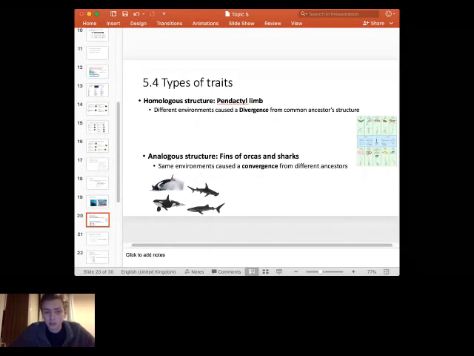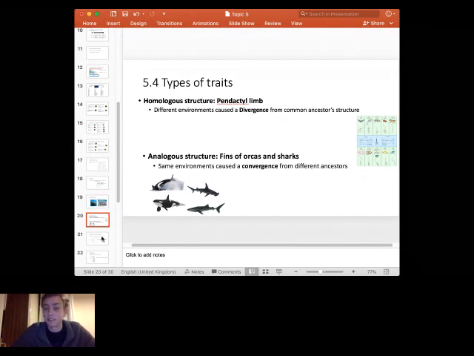Then we have analogous structures. Now, these are structures which look the same, but which only look the same because different ancestors have been exposed to the same environment, all right? So for example, orcas and different types of sharks, well, their fins you would guess would have come from the same ancestors in the past, whereas in reality, the reason why the shark and the orca have very similar looking fins is because of convergent evolution, meaning that you took different species, put them in the same environment, and selected for the same favorable traits, and over time, the species began to look the same, but they come from different ancestral paths, okay? So that's a clear distinction. Sometimes people get confused with that.